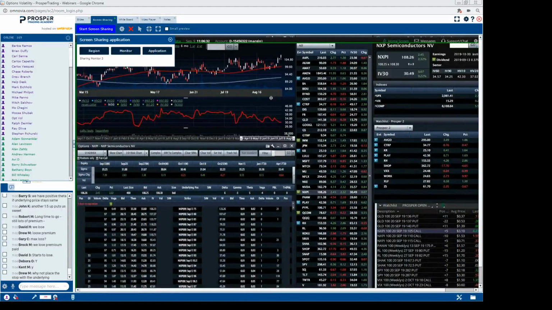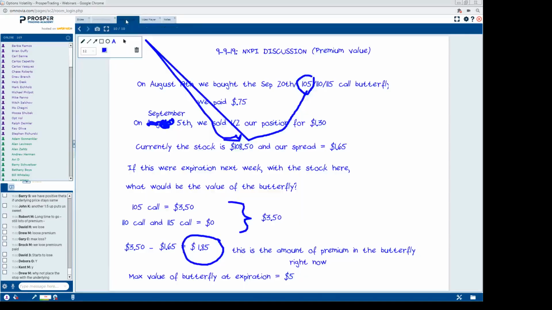Okay? But what I really wanted to discuss during this was, how do we figure out the amount of premium that's still left in this trade, still left in our position? Is everybody clear on that? Okay, good.